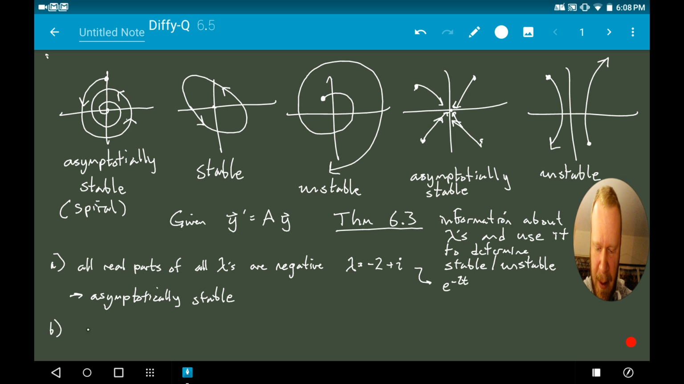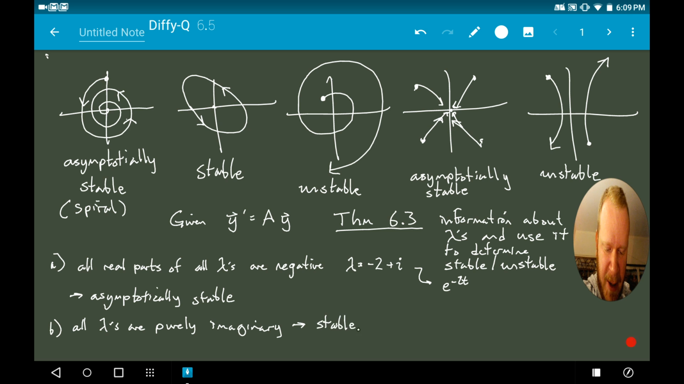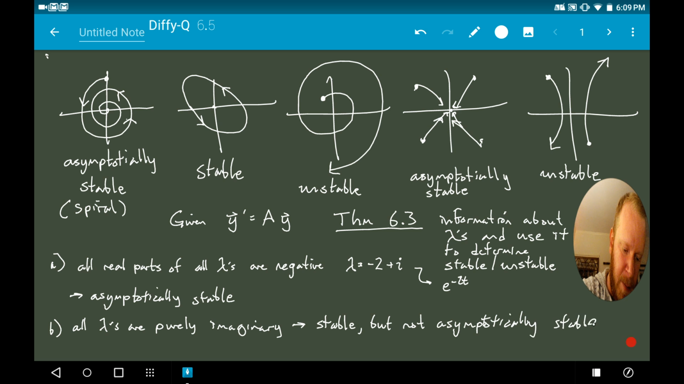The next option would be that if all eigenvalues are purely imaginary, then that means we're looking at something that is stable but not asymptotically stable.